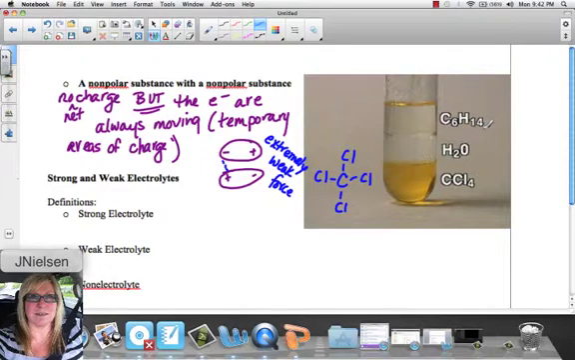C6H14 is hexane, and hexane is a ring, so it kind of looks like that, and these are your C's. We'll talk about that later on. This is also nonpolar. So this is why you have distinct layers here, because you have nonpolar, polar, and nonpolar, and they will not dissolve in one another. Nonpolar can only dissolve nonpolar. So if I got rid of the water and I put the CCl4 and the hexane together, then they would mix.